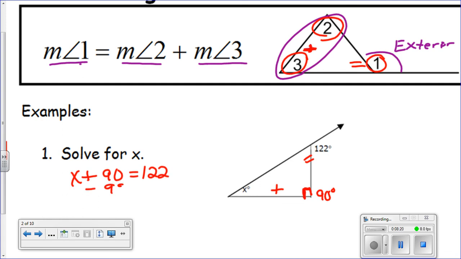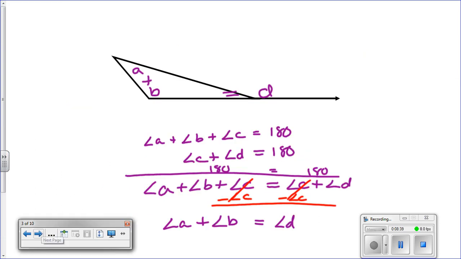So I'm going to minus 90 from both sides. Whoops, not 99. I meant to say 90. So x is equal to 32 degrees. Done. That's all you have to do. Let's try it again.